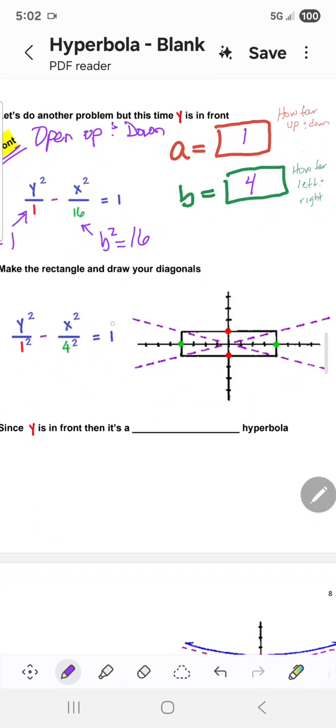So again, we mark our center. It's 0, 0 because I have no h and no k. Remember, opening up and down because y is in front, I'm supposed to go a units from center up. There's 1. A units from center down. There's 1. B units left and right, so 4 to the left and 4 to the right. Draw the box, draw the diagonals, and then you can draw the general shape of your hyperbola. It doesn't have to be perfect, but it's okay. Again, we're going to open up and down.